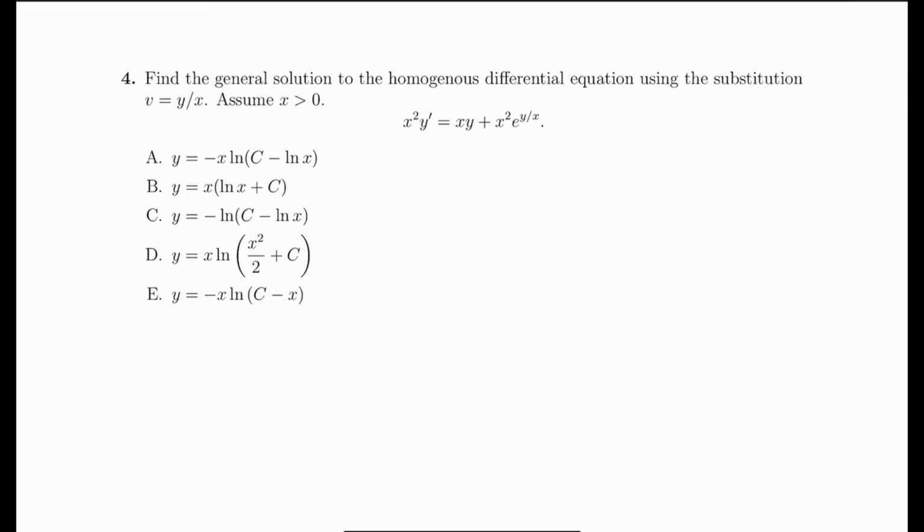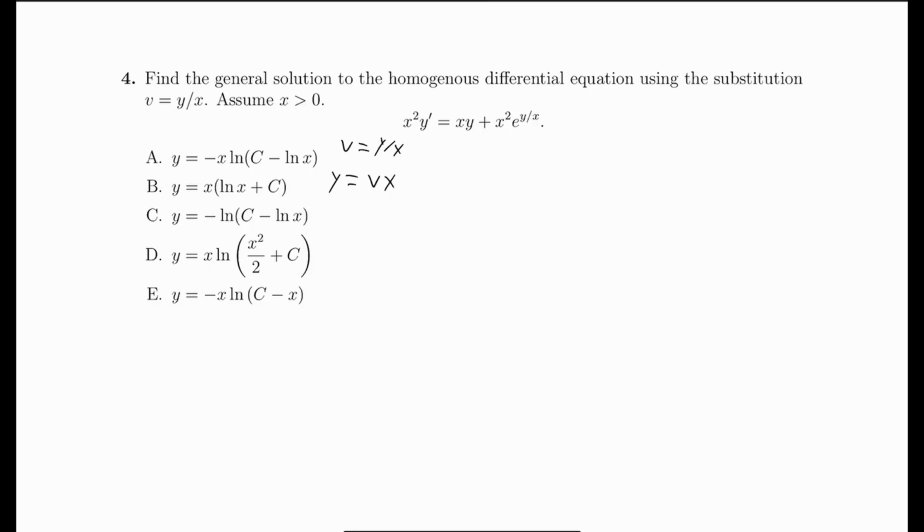In question 4, we're being asked to find a general solution to the homogeneous differential equation using the substitution v equals y over x. So we're given a differential equation here. This doesn't match any other form that we know. And our substitution is v equals y over x. You can rewrite that as y equals vx.